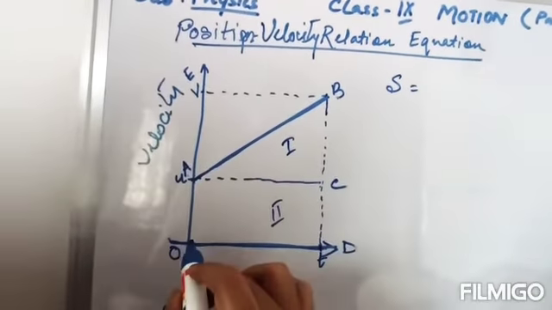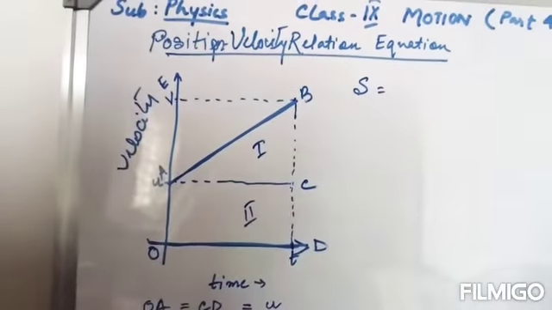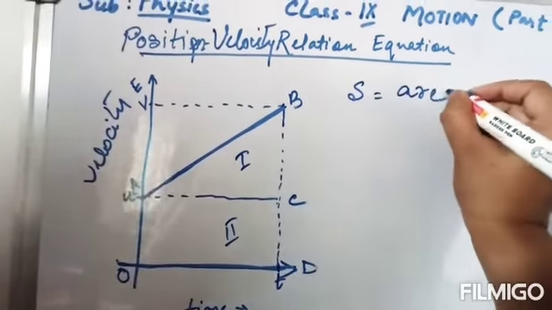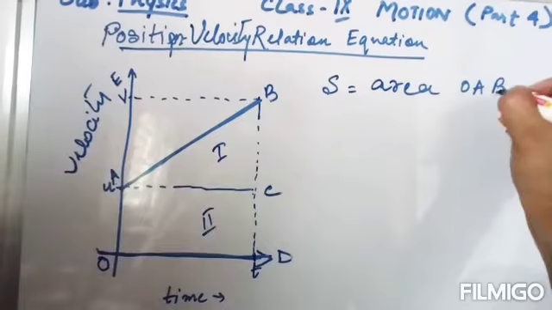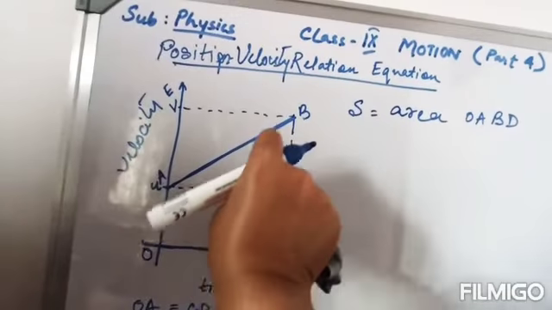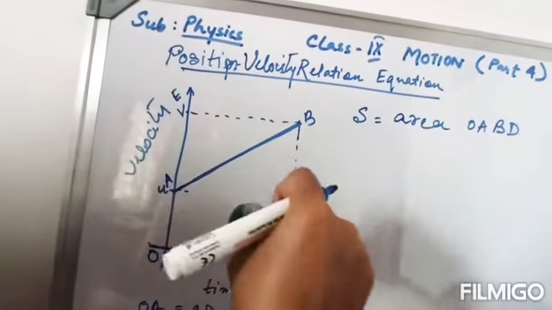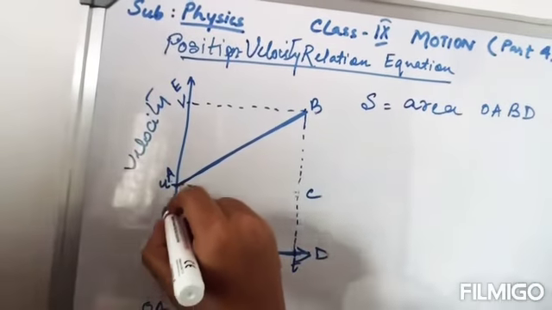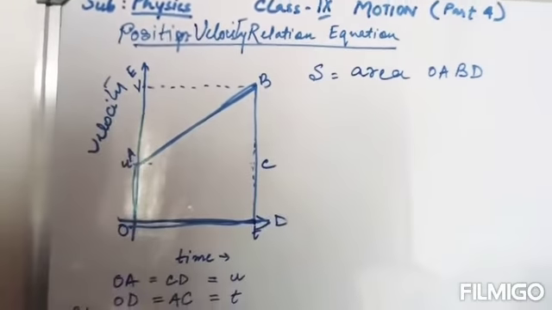Now you can see from this figure OABD, this is actually a trapezium. So this is the area of a trapezium. Now we will not consider it as two separate figures. We'll consider it as the same figure, a total of one figure only, and we are going to find out the area.